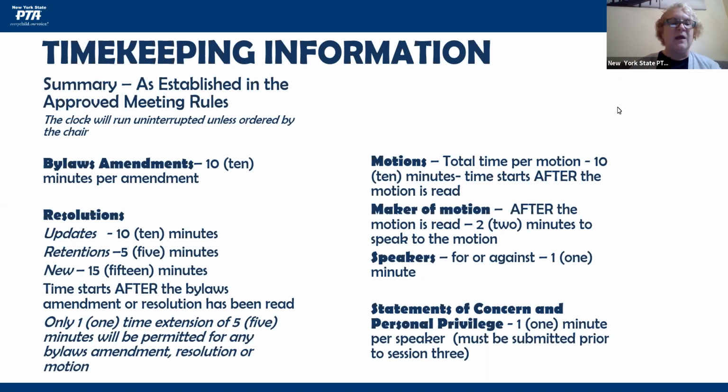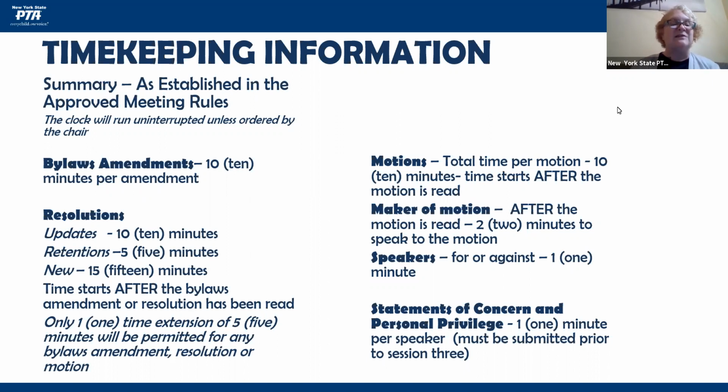So this timekeeping information, you will see our timekeepers from time to time possibly, but they are in the room with us and they will determine if you have a bylaws amendment, that's 10 minutes per amendment. Based on our rules, only one time extension of 5 minutes will be permitted for any bylaws amendment, resolution, or motion. And also the clock will run uninterrupted unless ordered by the chair. So it's up to the chair to determine if they're going to stop the clock, even if there's a question from the procedural microphone room.